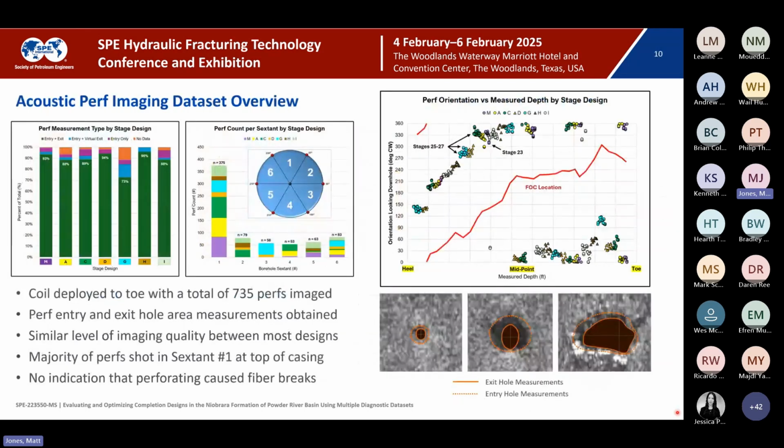Moving out of the fiber optic data set, let's take a look at the acoustic perf imaging data set. So this data was collected on coil tubing after the post-frac cleanout was completed.